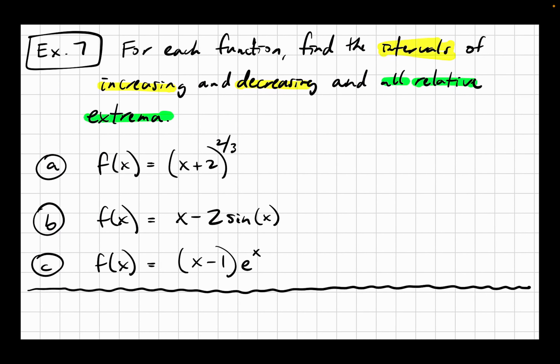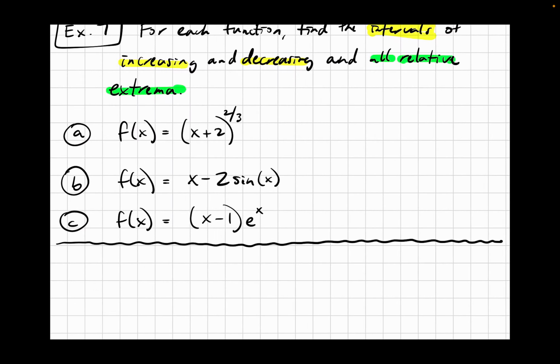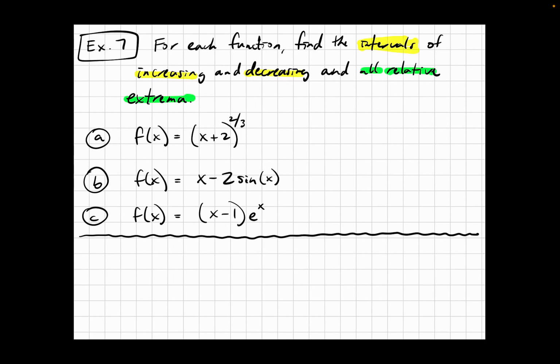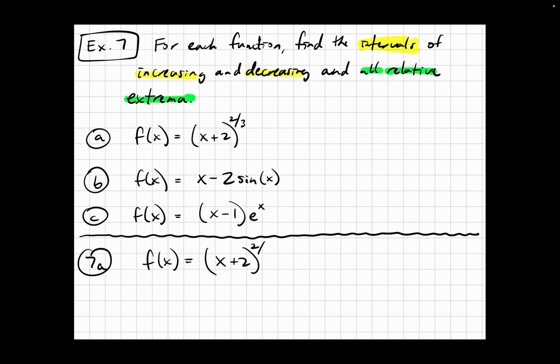Well, actually, you know what? I'll do 7A with you guys. So 7A. We have f of x equals x squared to the 2/3 power. I mean squared and third root. So we need to find where it is increasing, where it is decreasing, and where are the relative maximum and minimums. Okay? Those are the things we need to figure out.